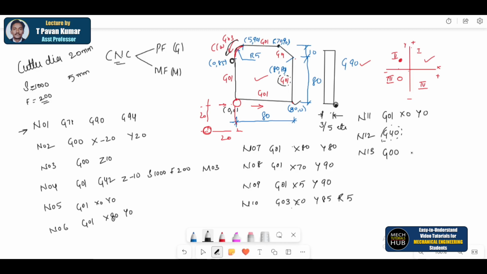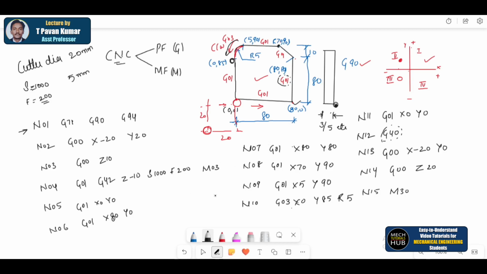G00 followed by X minus 20, Y0. So I'm taking away that particular tool. Then again N14, G00, Z direction. I'm taking it up to 20 mm or 25 mm. Then finally N15, you are supposed to stop the program. Alright, I hope you understand how to write a simple program for a given profile.